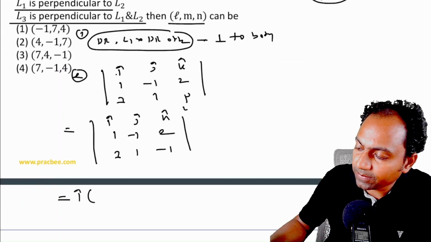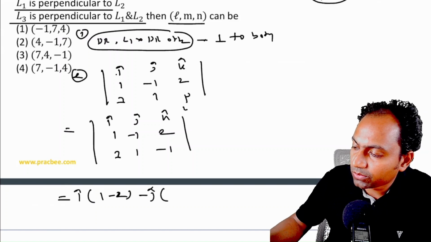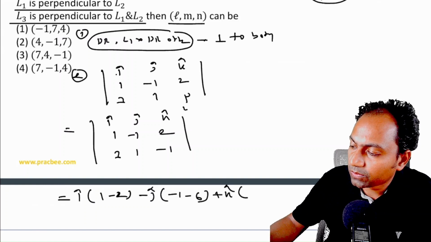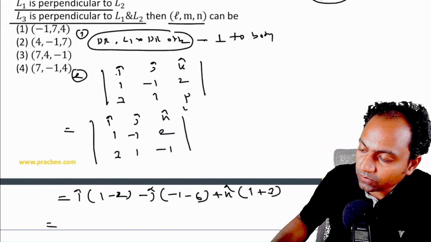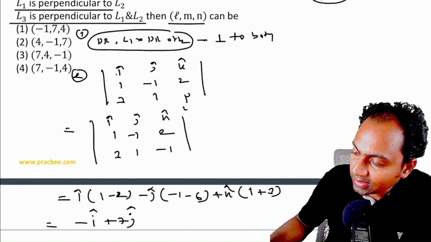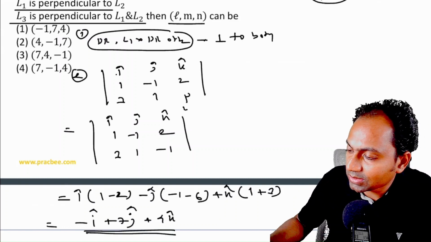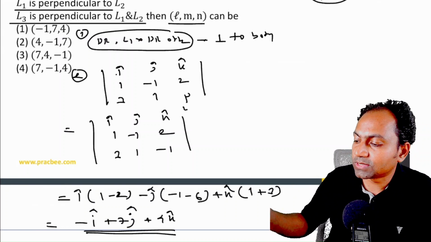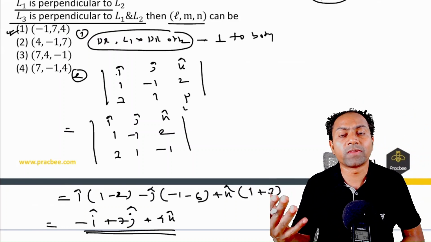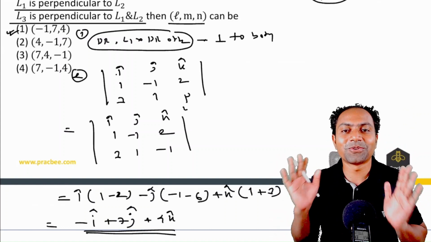So it will be i cap into 1 minus 2, minus j cap into minus 1 minus 6, and plus k cap into 1 plus 3. So if I do so, this is minus i cap plus 7 j cap plus 4 k cap. So you can see what are the possible values? Minus 1, 7 and 4. So that is nothing but option 1. This is nothing but the possible values of DR. We can take any multiple of this as well, but even that is not there in the options. So this is the only answer.